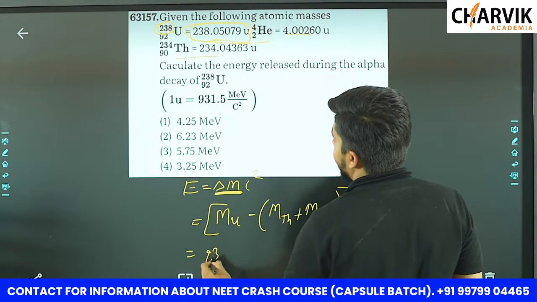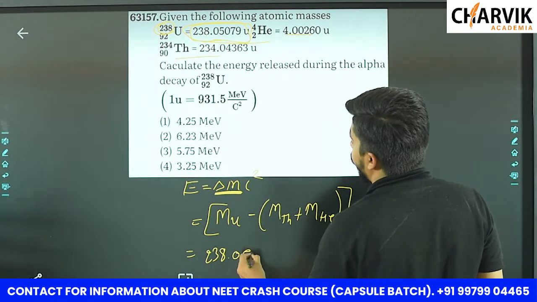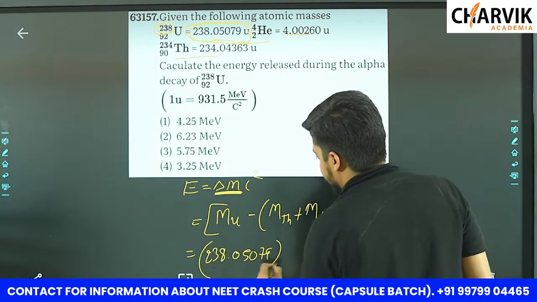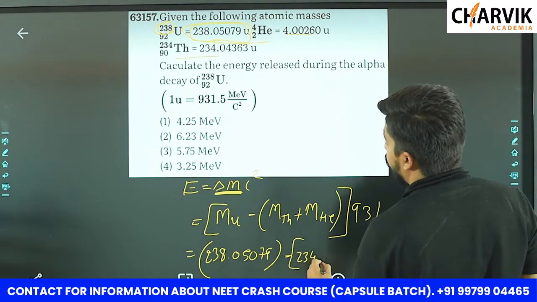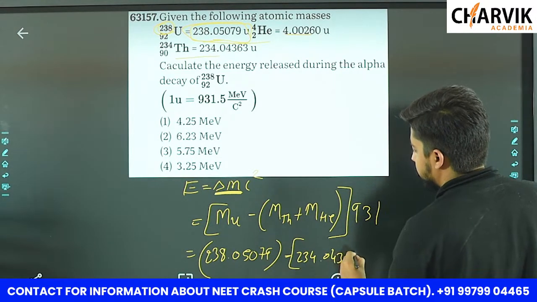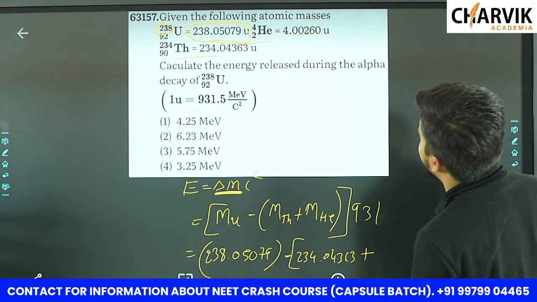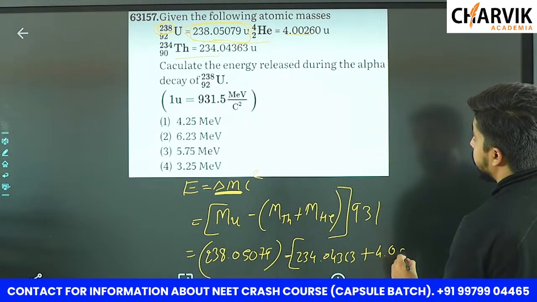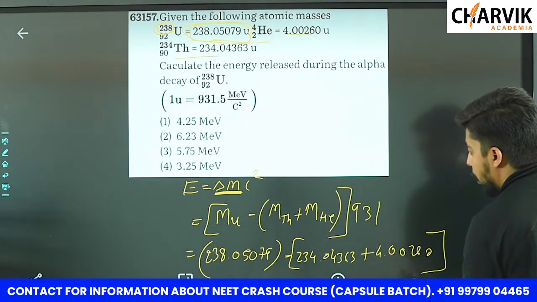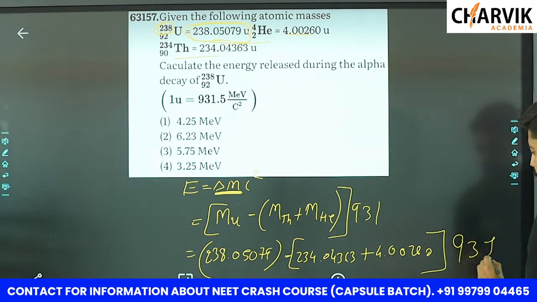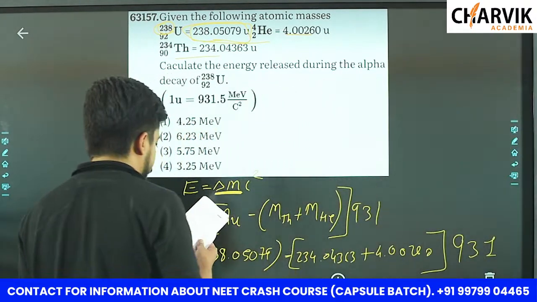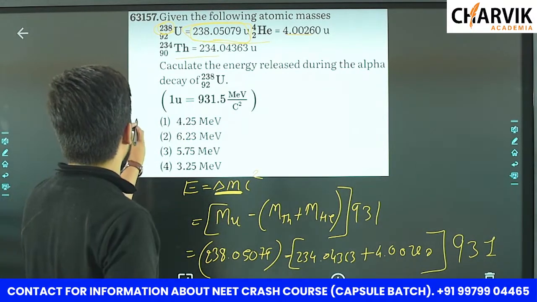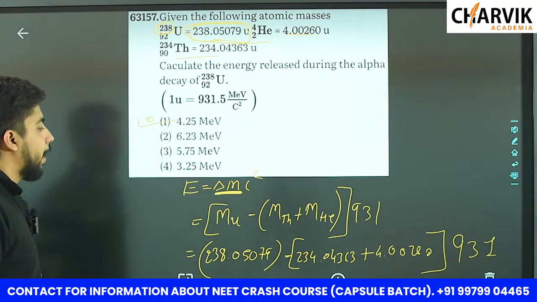You need to take these particular values, otherwise you won't get the answer. So it is 238.05079 minus the thorium, 234.04363, plus what is given about the helium, 4.00260, multiplied by 931. Again, solve this in your calculator, and by solving you will get the answer 4.25 mega electron volt.